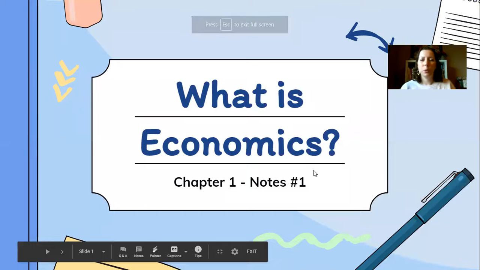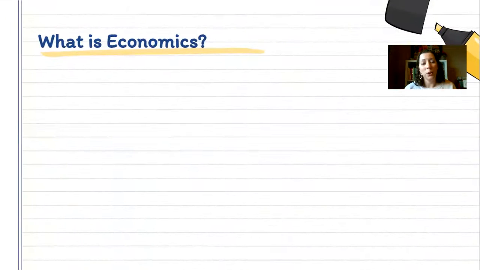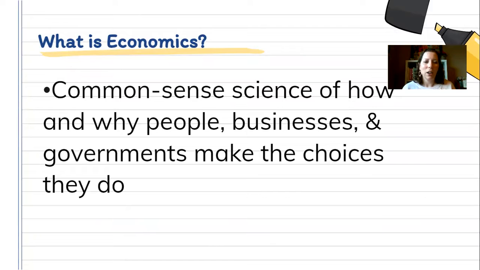So what is economics? Chapter 1, our very first set of notes for this brand new semester. Let's start with a definition. It's basically the common sense science of how and why people, businesses, and governments make the choices that they do. Why do you and I buy the things that we do? Why do businesses sell the things that they do for the prices that they sell them at? And why do governments make laws on certain things? Why do they print money? Why do they trade with other countries? There are lots of different components to this idea of economics.